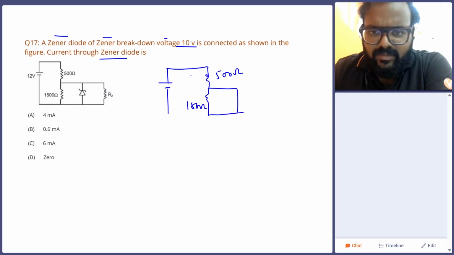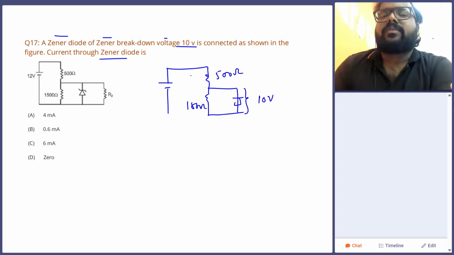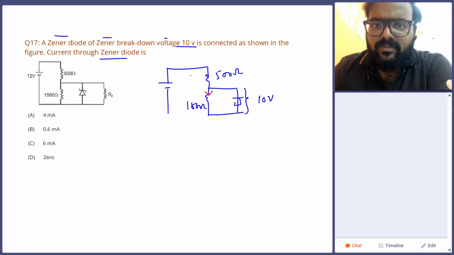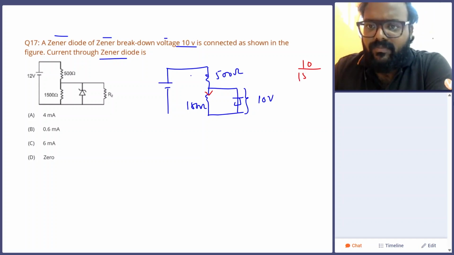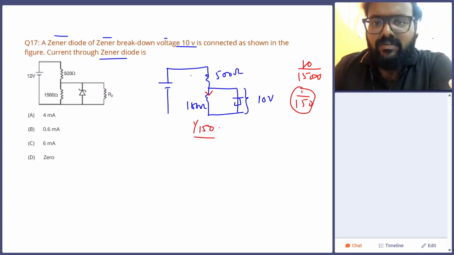If it really breaks down, the potential difference here must be the Zener voltage, 10 volts. So if that's the case, what is the current here? This current would be 10 by 1500, so it will be 1 by 150. So the current here is 1 by 150.